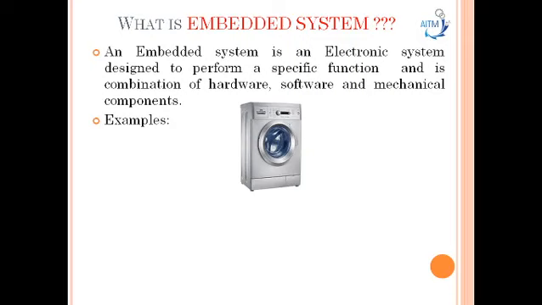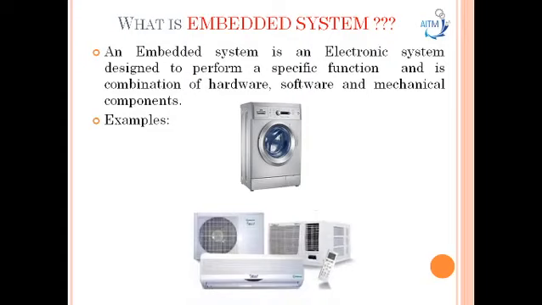Now going to the next example of embedded system, that is AC, the air conditioner. An air conditioner is an embedded system because it is an electronic system designed to perform a specific function or task, and it is a combination of hardware, software and mechanical components. Hardware: it has a remote, display, buzzer, sensors and electronic circuits.